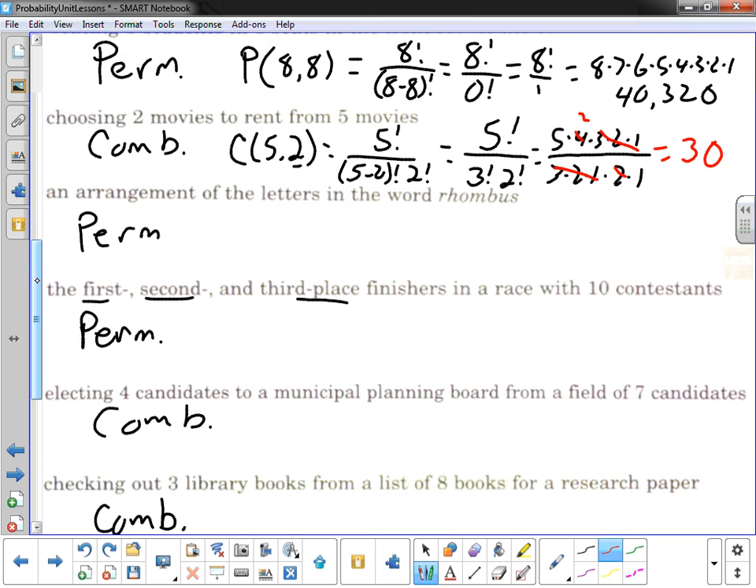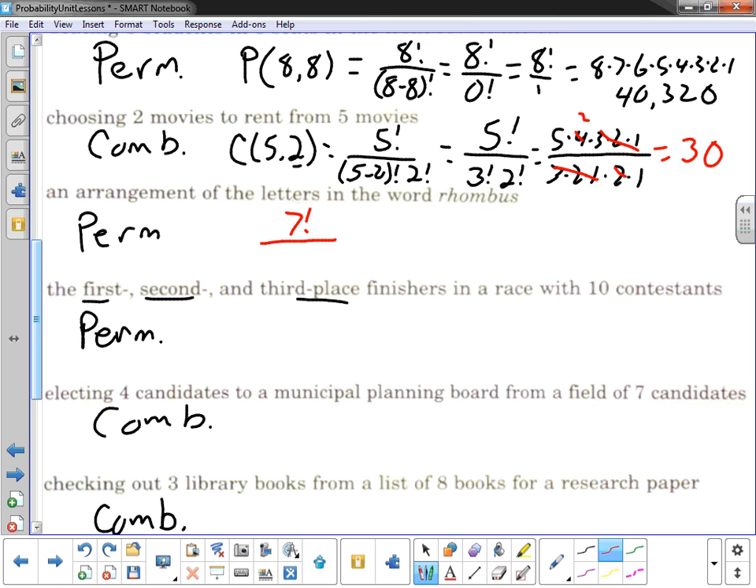Okay, an arrangement of letters in the word rhombus. So the first thing, we said it was a permutation. But we got to realize it's not a permutation like the rest. It's a permutation with a possibility of repeats. So we're going to use all the letters. So I got 1, 2, 3, 4, 5, 6, 7 letters. I got all 7 letters.